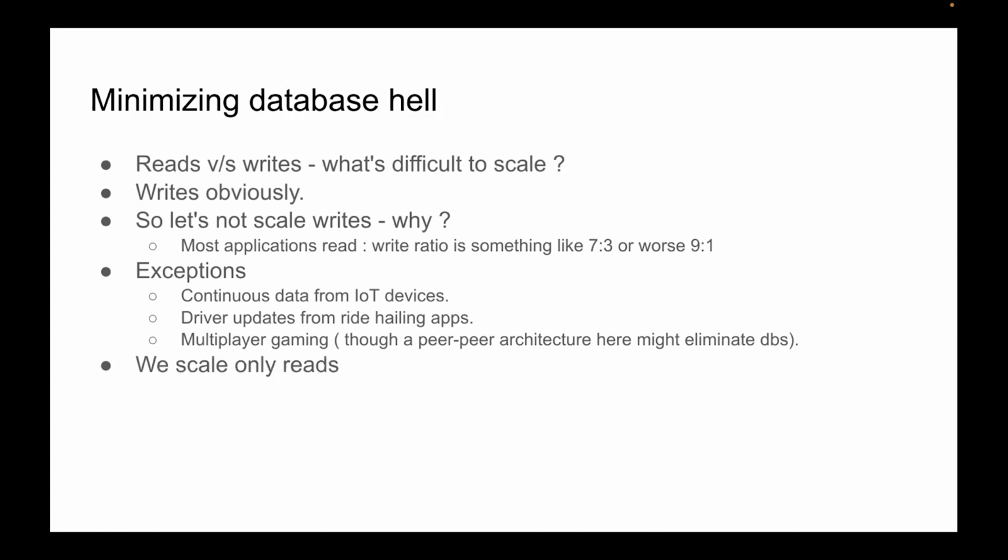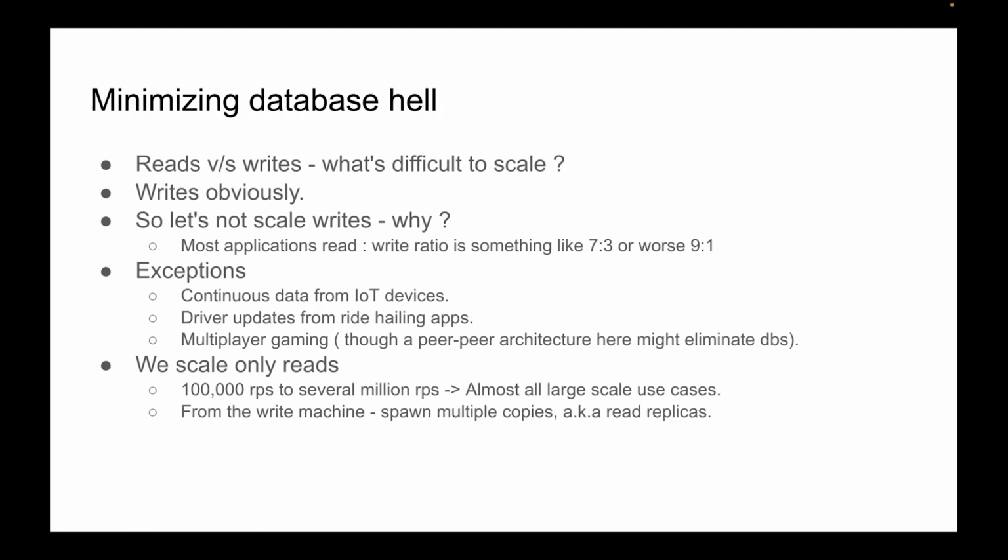But for these exceptions, we figure out how to scale only reads, and we just do not scale writes at all. That's a perfectly viable option, because your reads are going anywhere from 100K RPS to like 1 million RPS, and this is typical of almost all large scale use cases, right? So how do we do this?